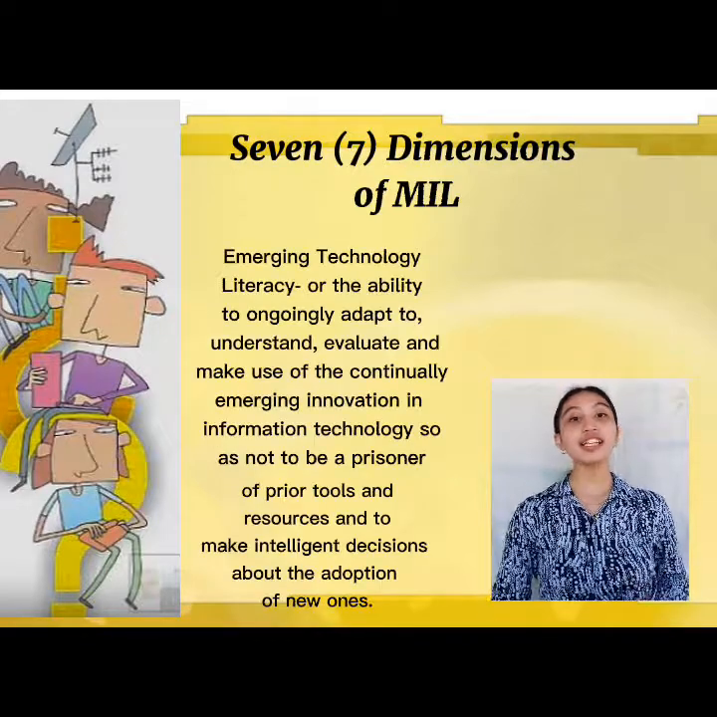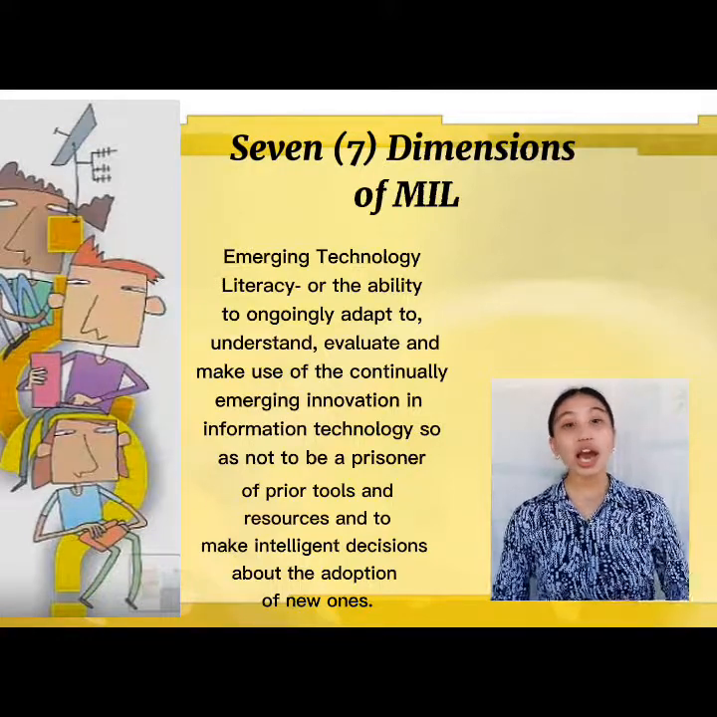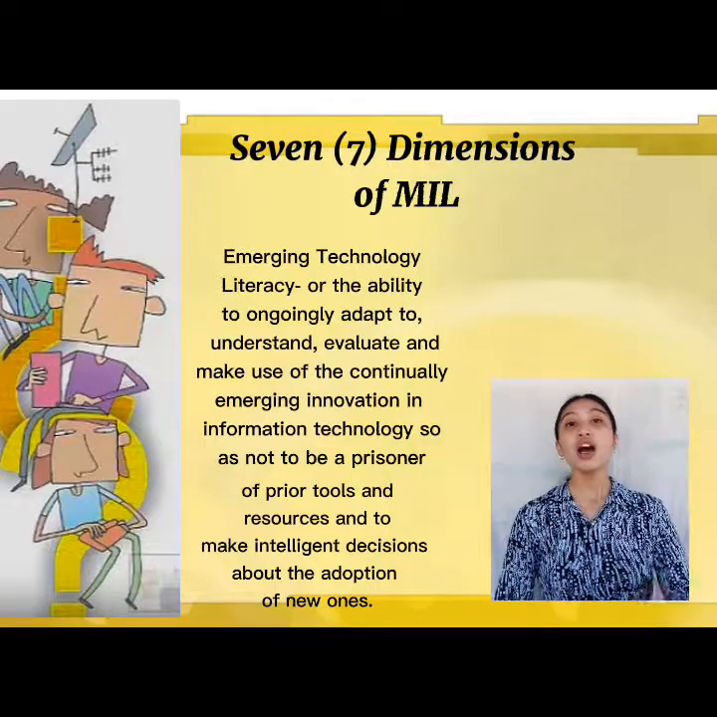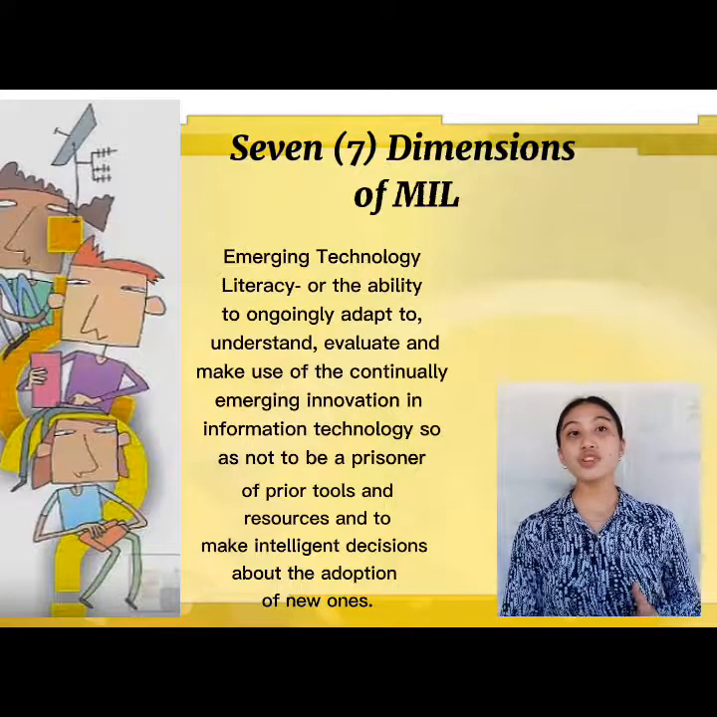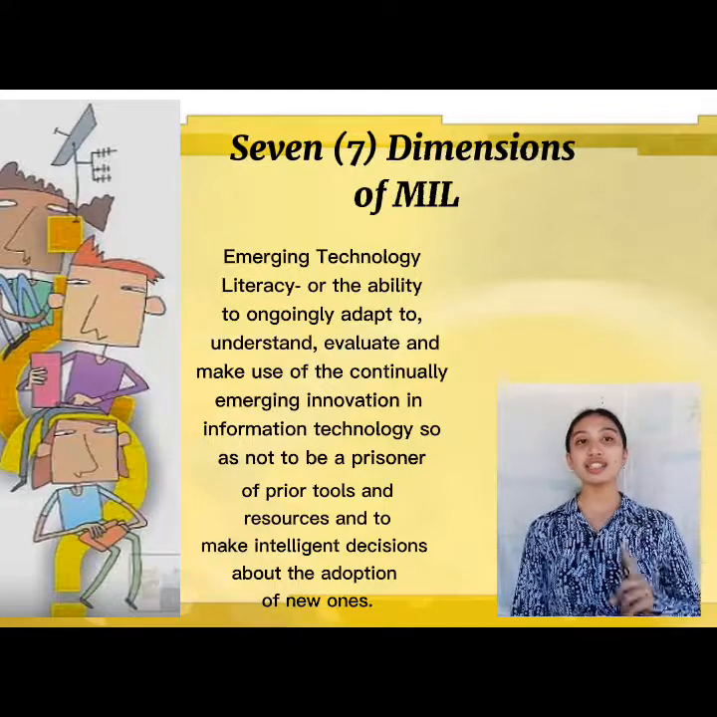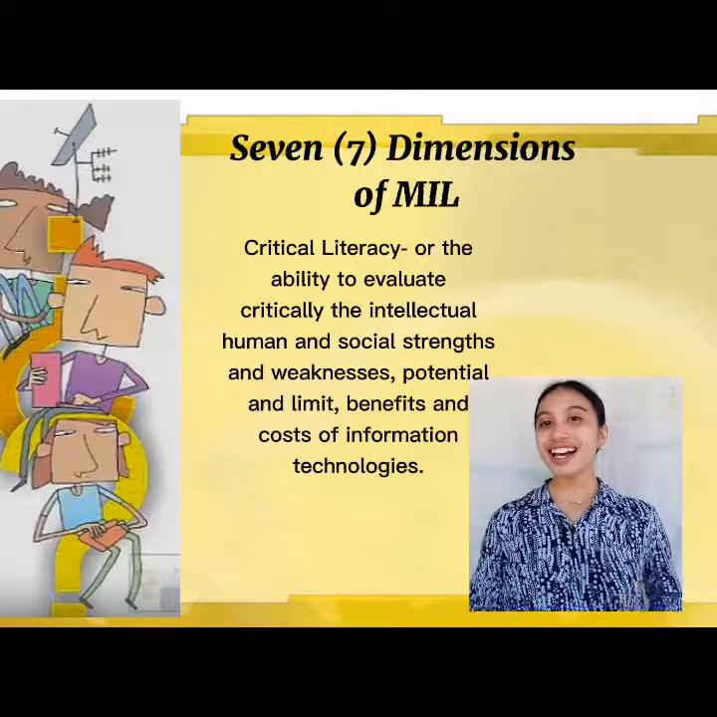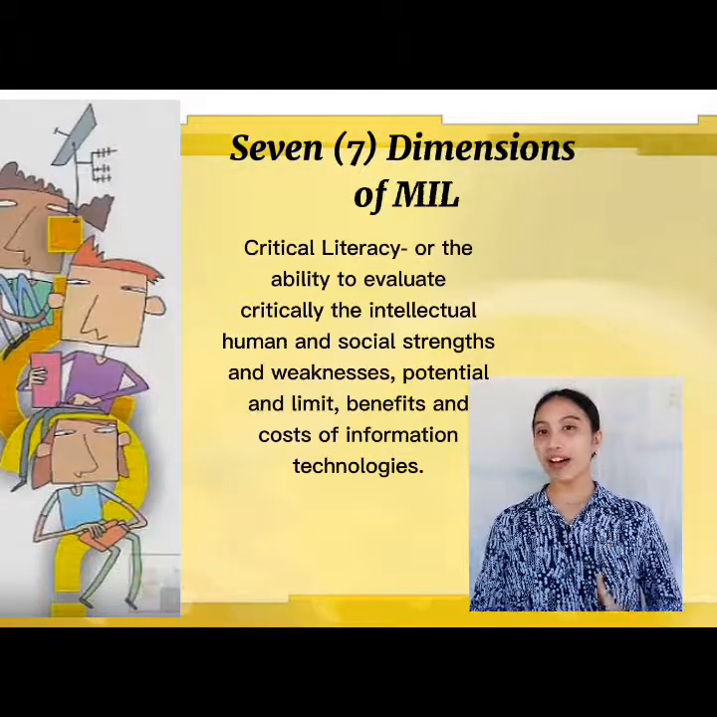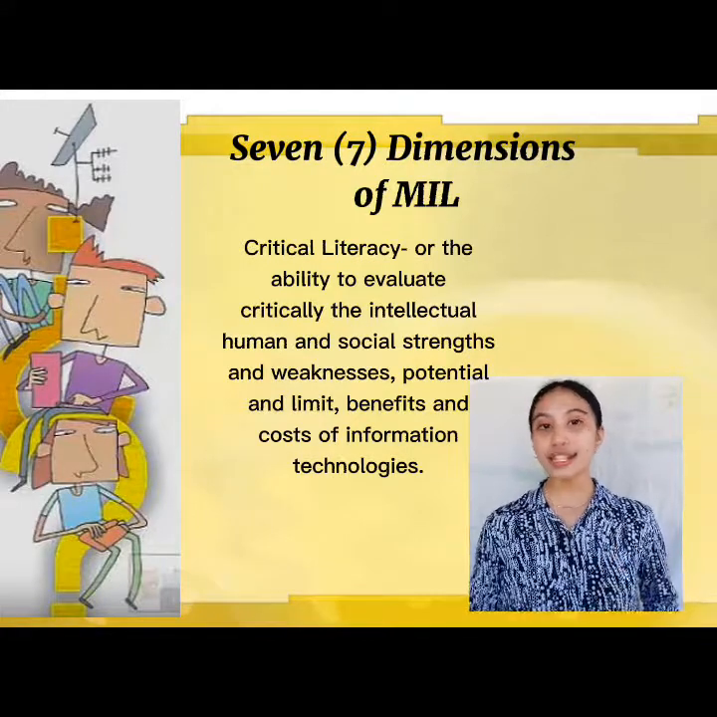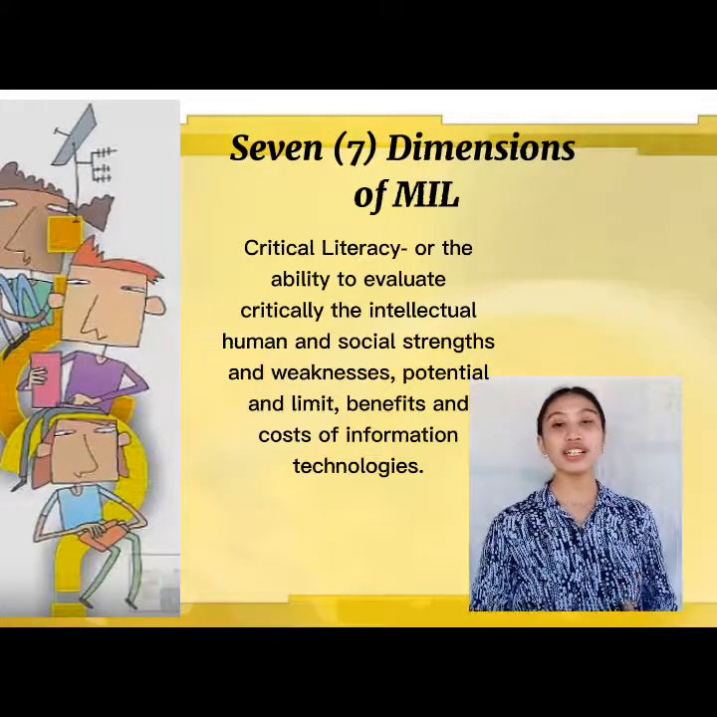The sixth one is emerging technology literacy, or the ability to continually adapt to, understand, evaluate, and make use of the continually emerging innovations in information technology so as not to be a prisoner of tools and resources, and to make intelligent decisions about the adoption of new ones. And lastly, critical literacy, or the ability to evaluate critically the intellectual, human, and social strengths and weaknesses, potential and limits, benefits and costs of information technology.